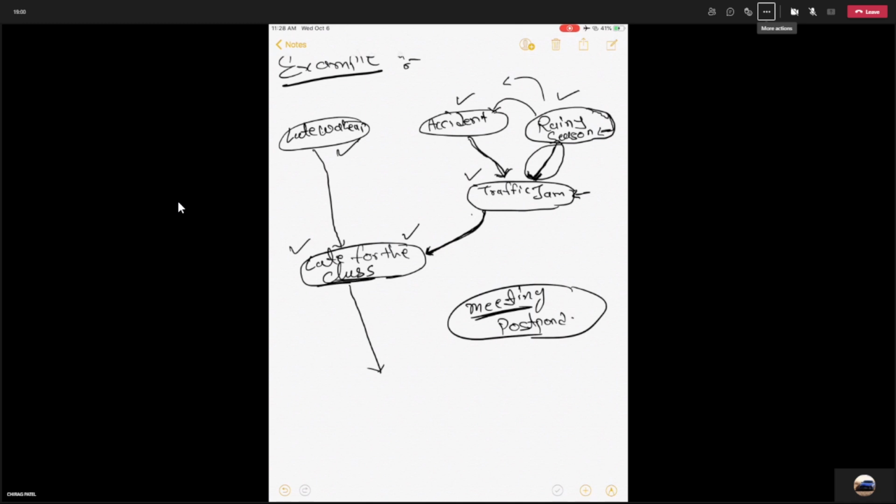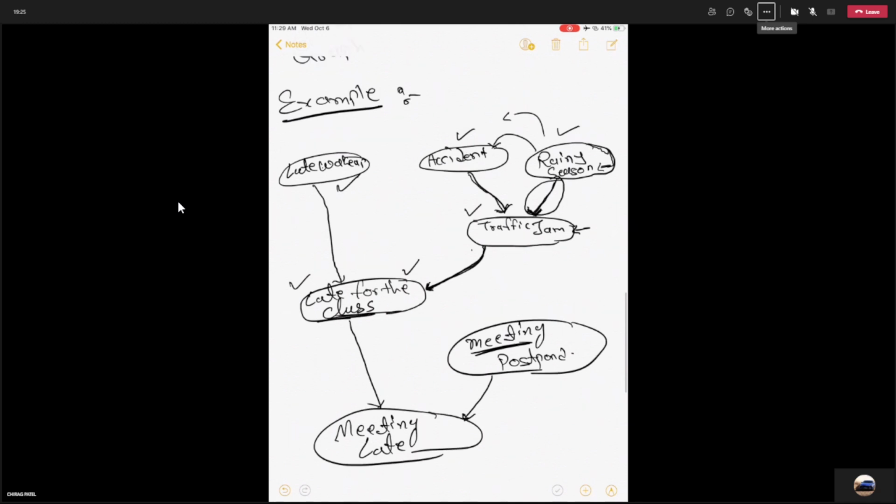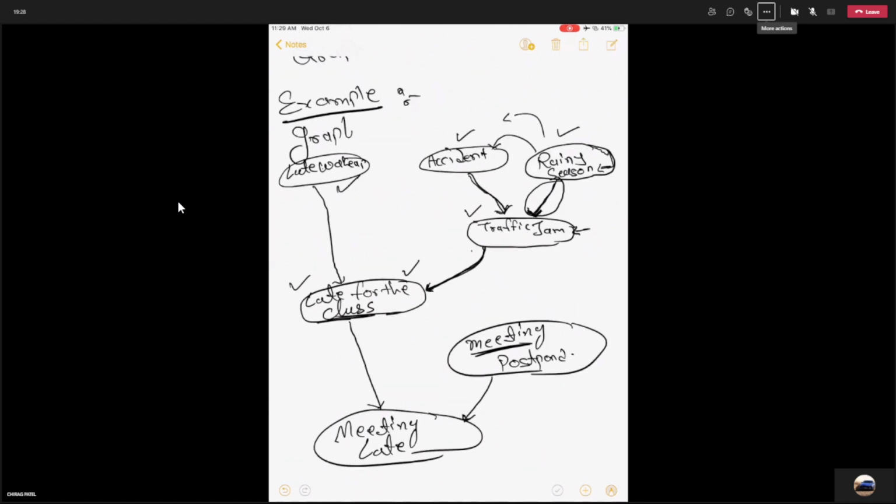Because if I had a meeting at 9:40 and I'm reaching the institution at 10, I will reach the meeting late, and because I'm late, the meeting gets postponed. Because I'm late, the people had postponed the meeting. So this has been your graphical representation of a Bayes network, or you can say this is a belief network.